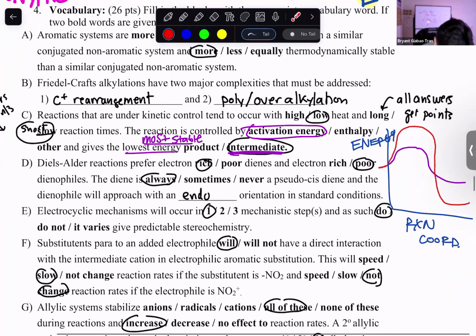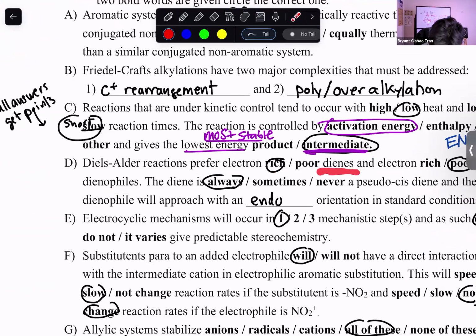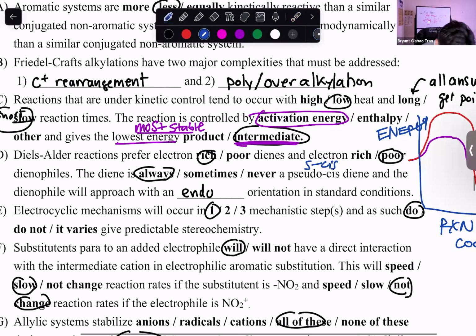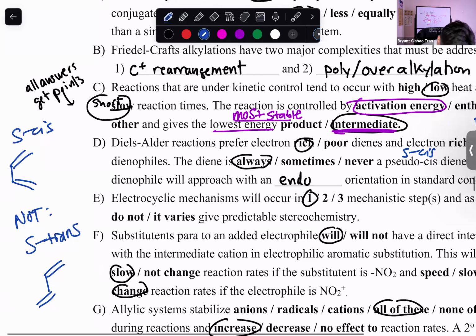Okay, next one. Diels-Alder reactions prefer electron-rich dienes and electron-poor dienophiles because in Diels-Alder, the diene is the nucleophile, right? And then to be a strong nucleophile, it has to have a lot of electrons. To be a good electrophile, it has to have fewer electrons. The diene is always pseudo-cis, aka s-cis, right? So the diene always has to be in this s-cis configuration here, not s-trans. Diels-Alder would not work with this s-trans diene, right?